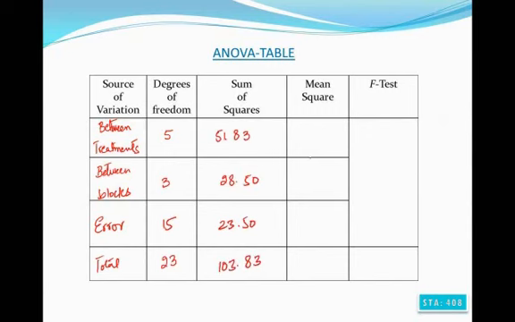103.83. Mean square for treatments 10.37. For blocks 9.50 and mean square error is 1.57. You have to only find the F test value for the treatments. So it is 10.37 divided by the mean square error, which is 1.57. Answer is 6.61. Fifth step is critical region.